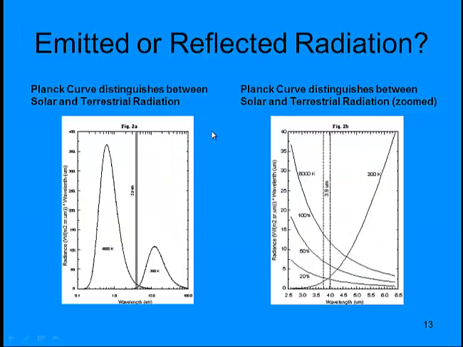Now, is this emitted or reflected radiation? So this is the Planck function for the Sun and the Earth next to each other, and you do see that there's an overlap around 3.9 microns. So 3.9 microns is that unique channel that has both reflected solar radiation and emitted terrestrial radiation. Typically there's a lot more reflected solar radiation when the sun's up, and all the other channels, you'll notice that the terrestrial radiation just completely swamps the reflected solar radiation.